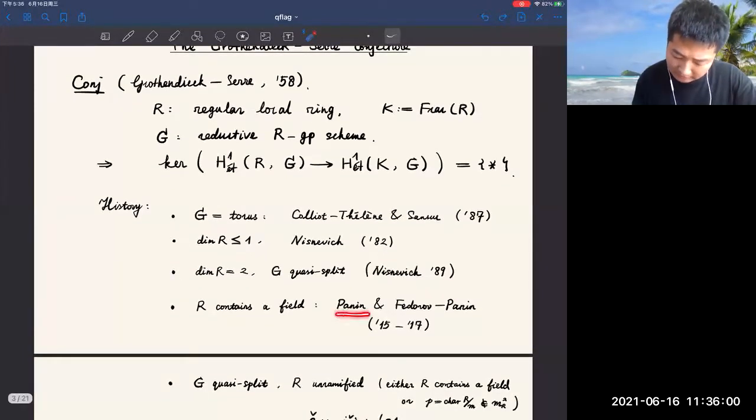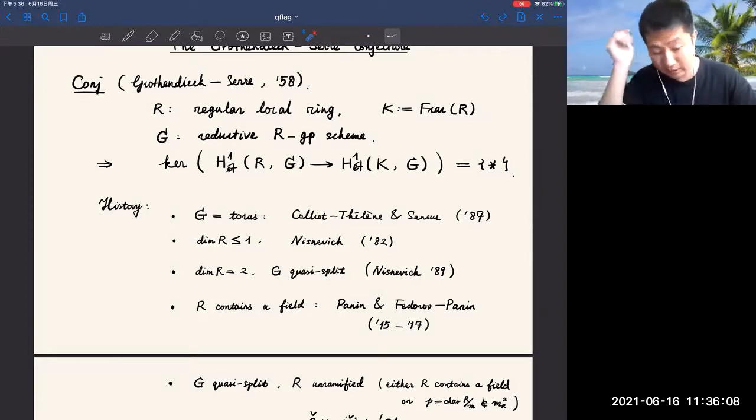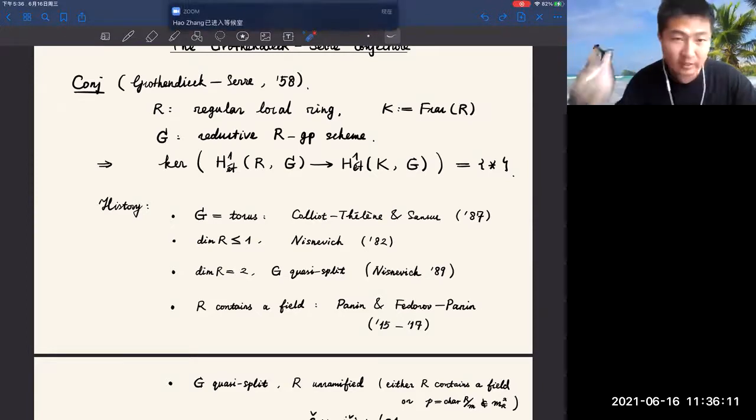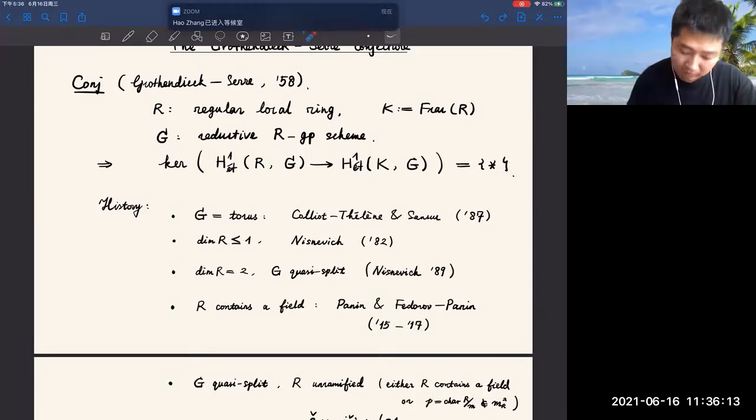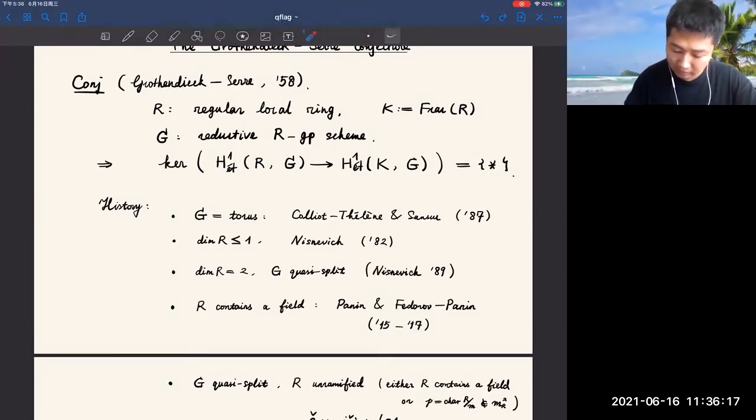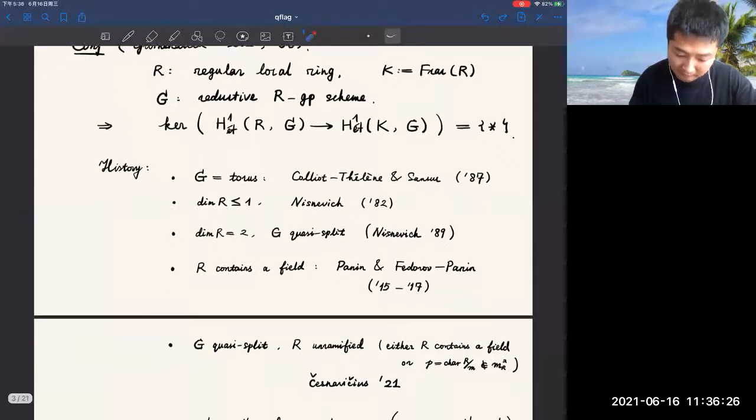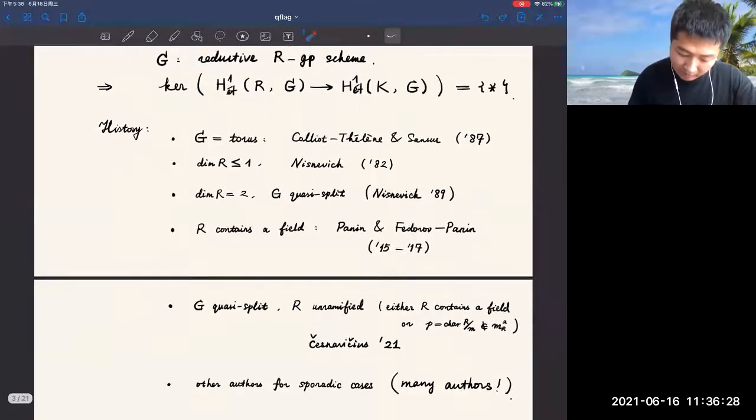And recently, Panin and Fedorov, they proved the case when R contains a field by using some techniques of nice triples and affine Grassmannians. And they also wrote some papers. For example, Fedorov wrote a paper to simplify the proof, and Panin wrote a well-structured article recently.